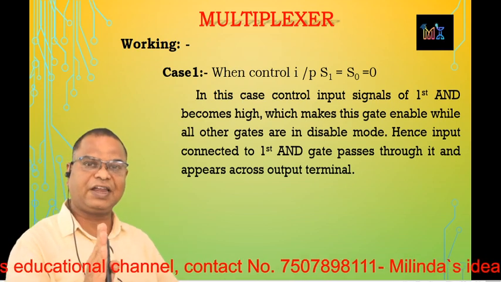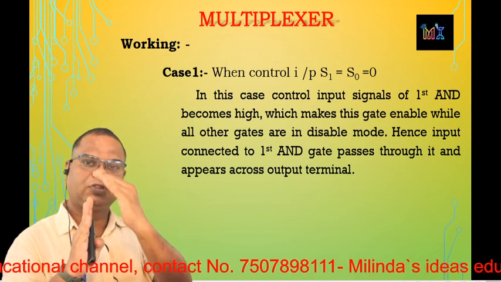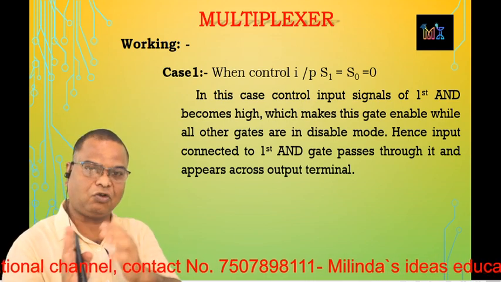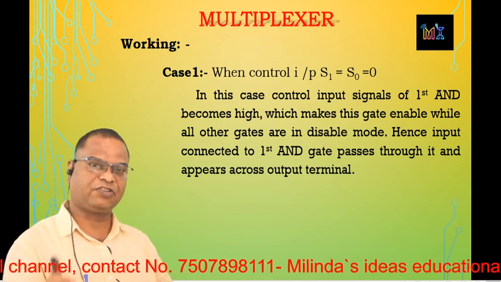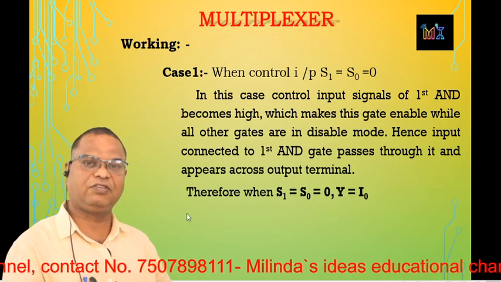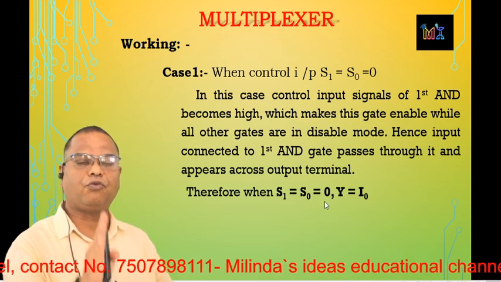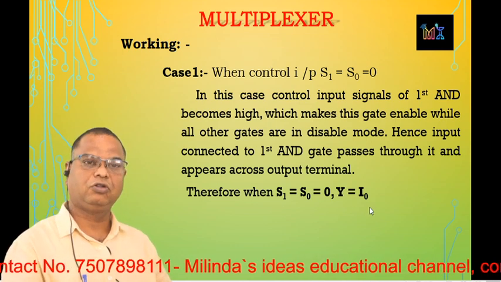So the first AND gate is in enable mode, and hence the data connected to this AND gate, that is I0, that is D0, is selected and fed to the output terminal. That is the first case. When S1 is equal to S0 is equal to 0, Y is equal to I0.